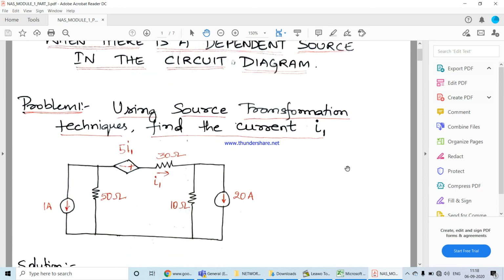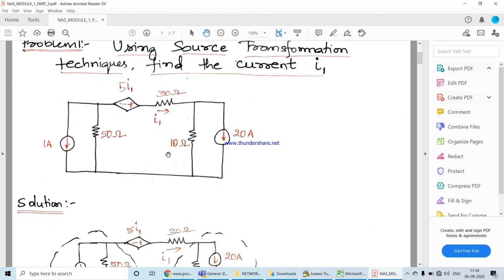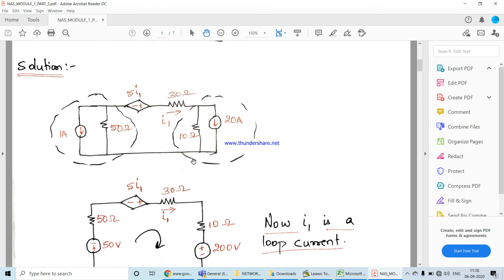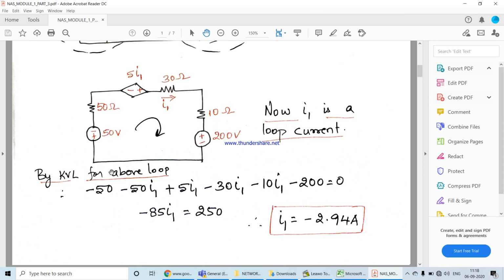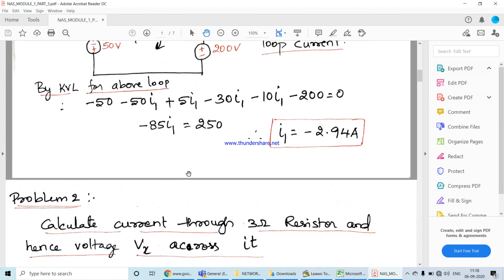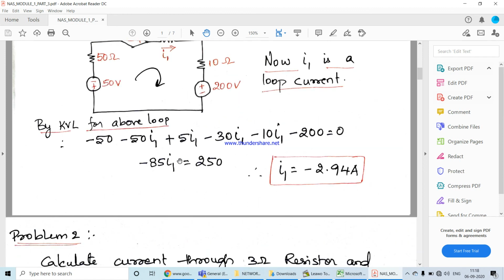Just I'll scroll down again. So converting this parallel to serial, and then finding out the total current I1 in the single loop, whatever we have, by applying Kirchhoff's voltage law. Okay, so clear? So this is how a dependent source is given and we found the solution here.